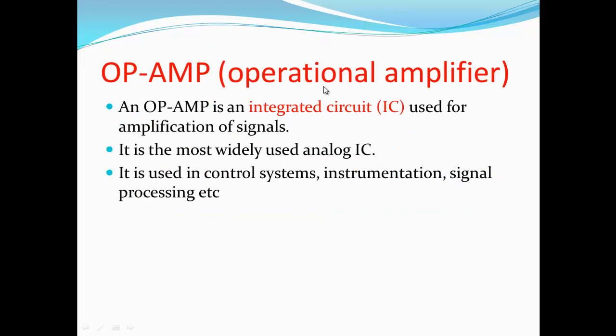An op amp, an operational amplifier, is an integrated circuit used for amplification of signals. As I have mentioned, if you have small signals and you want to amplify them, you can simply use this IC. It's also the most widely used analog IC. So we have a small analog signal and we want to amplify it, we can use this op amp IC. It is used in control systems, instrumentation, and signal processing.